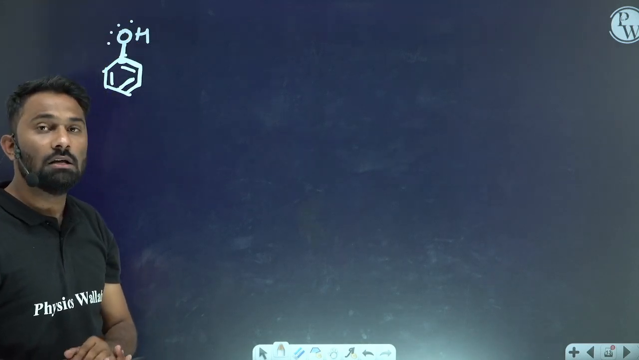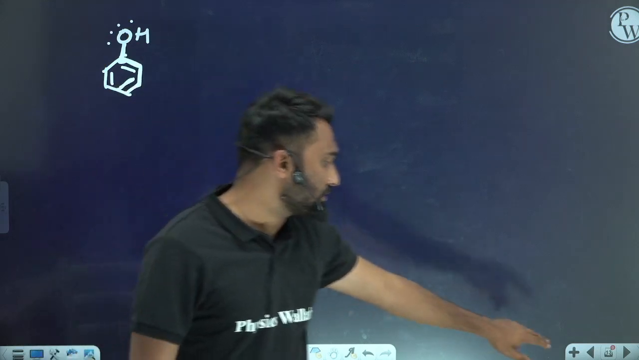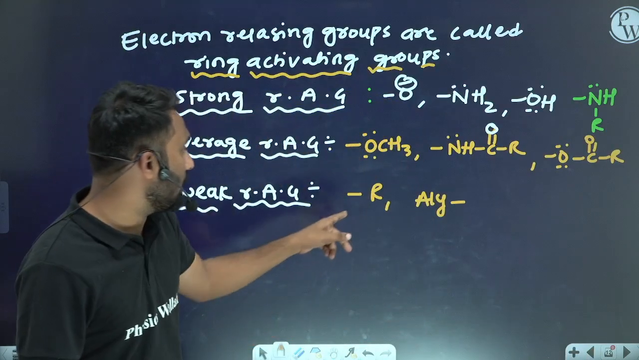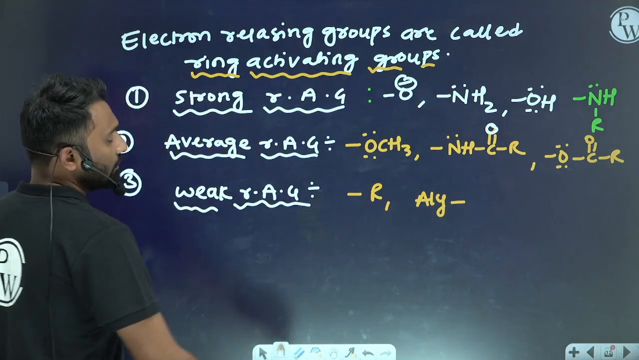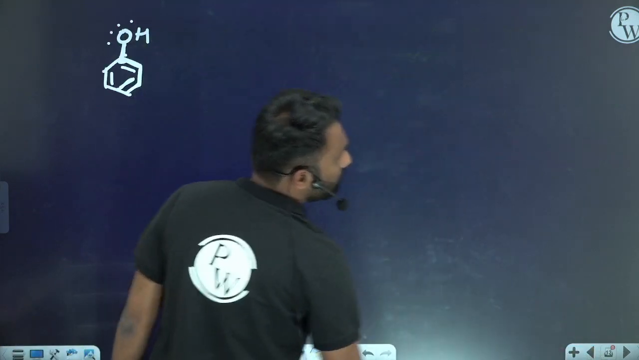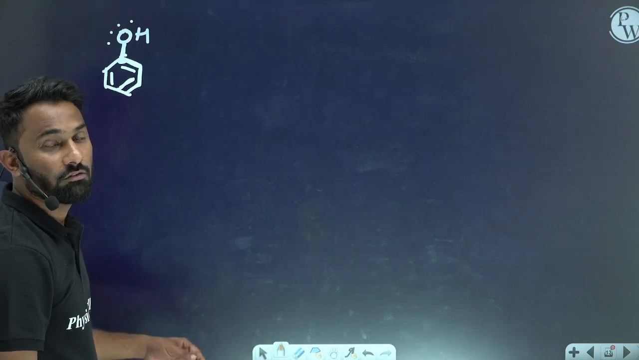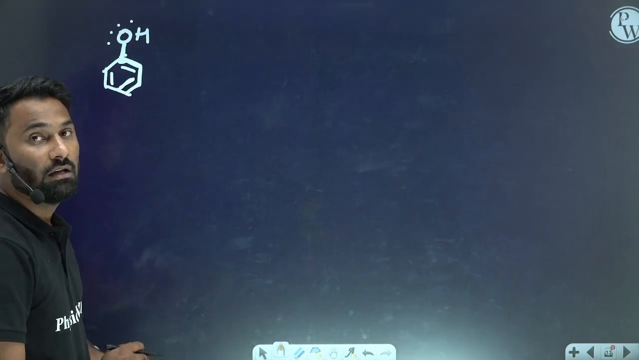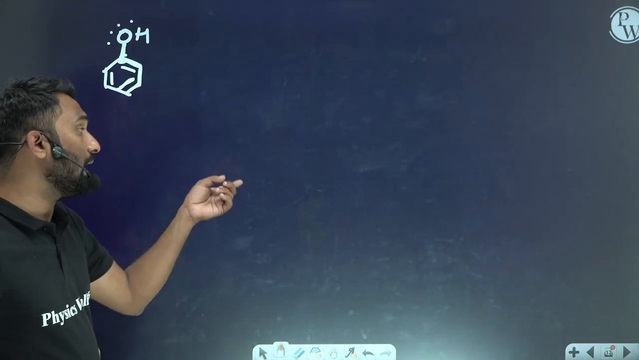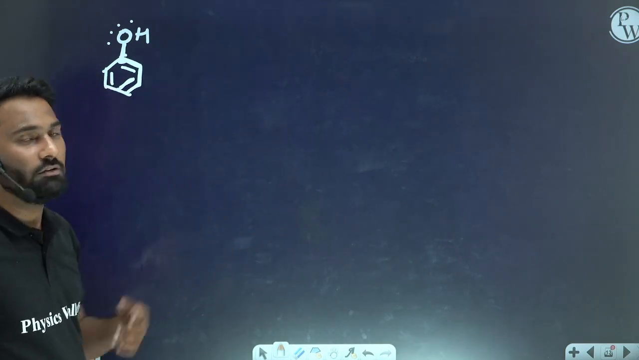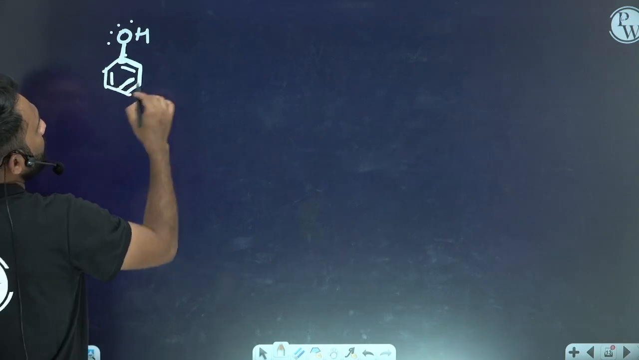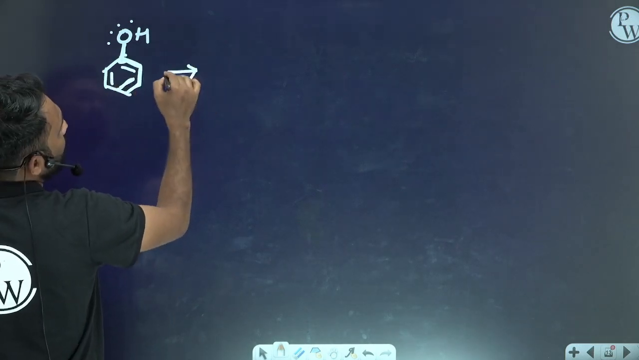Some of you may get a doubt, sir, in this alkyl group it is not having a lone pair of electrons, right? Now how has it become a ring activating group? It will activate the ring by non-bonding resonating structure, that I will show you. Clear? Now first, how will it increase the electron density at the ortho and para position.